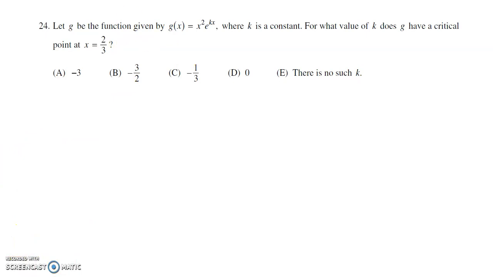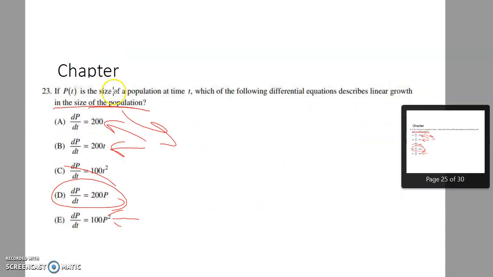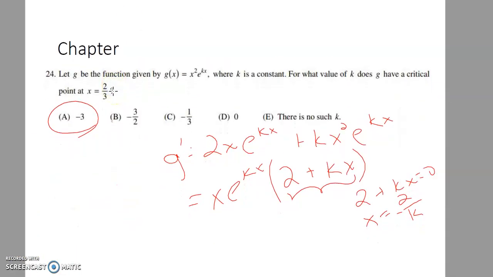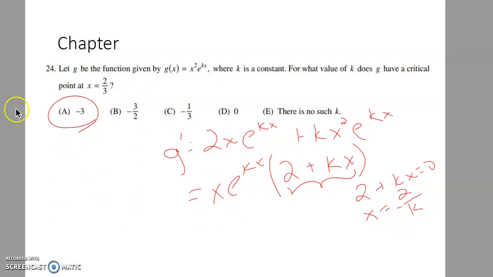All right, let's flip over to the solution, go through a couple here. All right, so I got A, -3. How do I do that? Well, G prime, I use some product rule here and some chain rule.